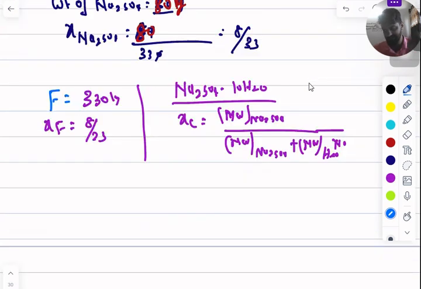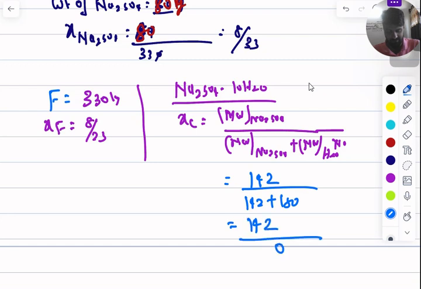Molecular weight of these things. How much is the molecular weight of Na2SO4? That is 142 divided by 142 plus 180, so 142 divided by 322. Can you calculate and tell me what is the mole fraction here, actually? I think you will be getting 0.44 probably. Okay. So you know XC, you know XF.